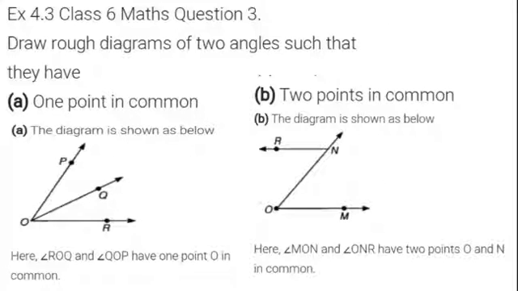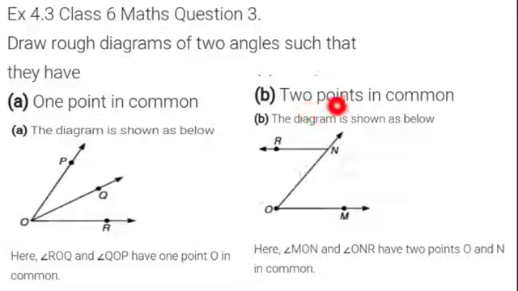The next question of exercise 4.3 is to draw a rough diagram with the following conditions. Draw rough diagrams of two angles such that they have one point in common. So we have to draw two angles here. The diagram is shown below. ROQ and POQ are the two angles drawn which have one common point, that is O.